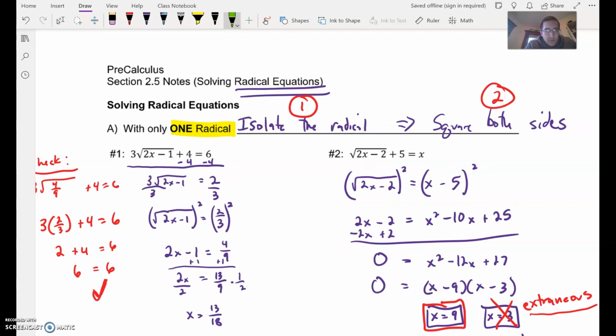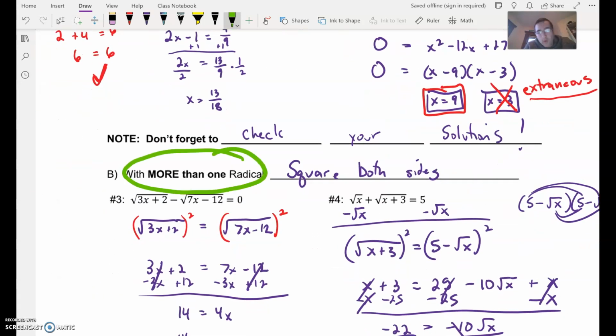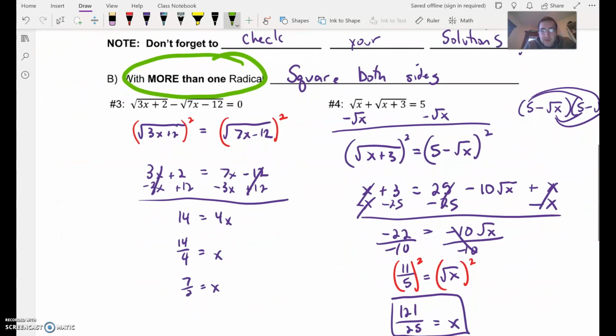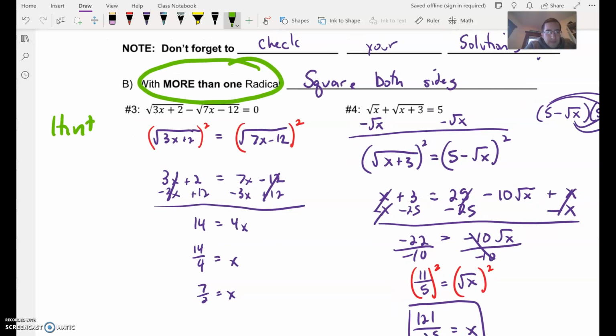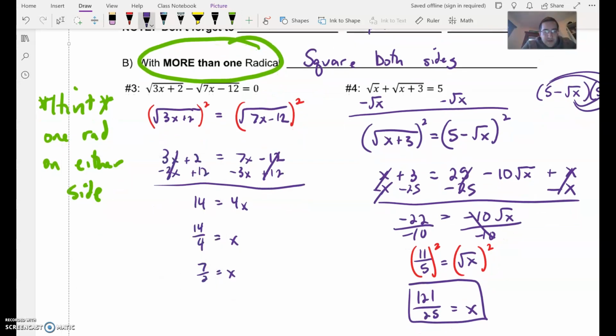First off, when there's only one radical, you just isolate that bad boy and square both sides. When there's 2 radicals, or 3 or 4, whatever, you just basically square both sides. But I do recommend putting 1 radical on either side if possible, like we did on both of those. Okay, don't forget to check your solutions.